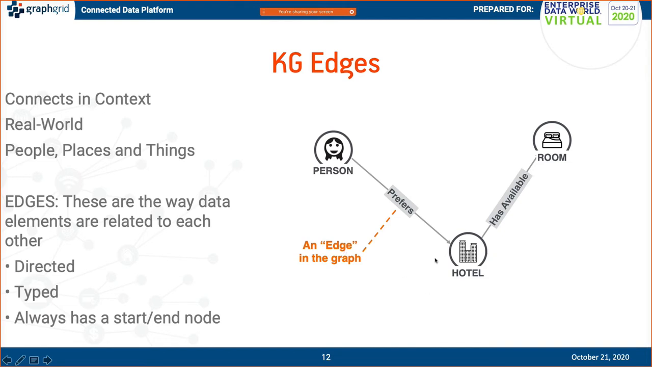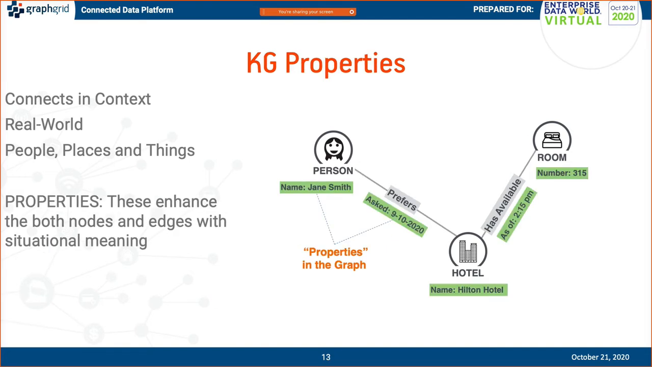The edges then: a person prefers this hotel, and this hotel has available rooms. Those are meant to be semantically meaningful in context. All edges are directed and typed. They always have a start and an end node. You can't just have floating edges, or you shouldn't really, because it's not super practical in a typical real-world use case. And then both nodes and edges get properties. So we have Jane Smith prefers this hotel, the Hilton. Room number 315 is available. So we can start to represent this real-world situation and see how it flows through the context of a knowledge graph.